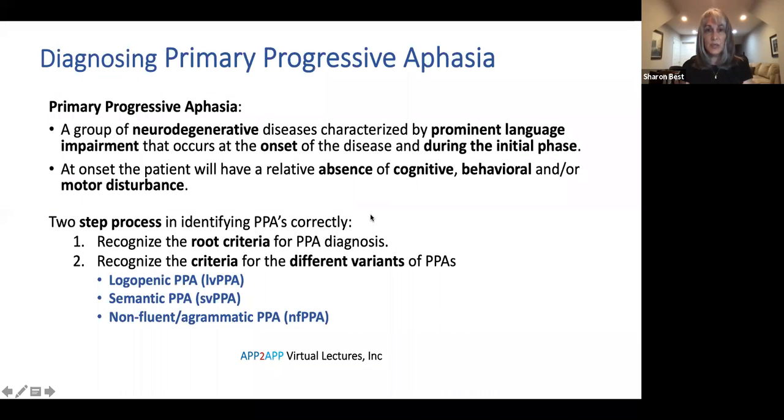So, diagnosing primary progressive aphasia. We first have to understand that PPA is a group of neurodegenerative diseases that are characterized by prominent language impairment that occurs at the onset of the disease and through the initial phase. We would also expect our patients to have a relative absence of cognitive, behavioral, or motor disturbances. So there's going to be a two-step process. First, we're going to recognize root criteria, and once the patient meets that, we're going to then learn how to recognize the criteria for the different variants.